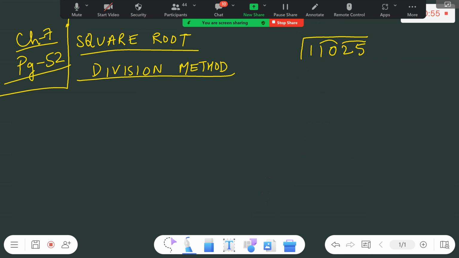Similarly, 7 plus 7, 14. Now you have to find such a digit, such that 14 followed by that digit, multiplied by the same digit, should be less than or equal to 1215. What is such a digit? Sir, 7. 5 will become more.